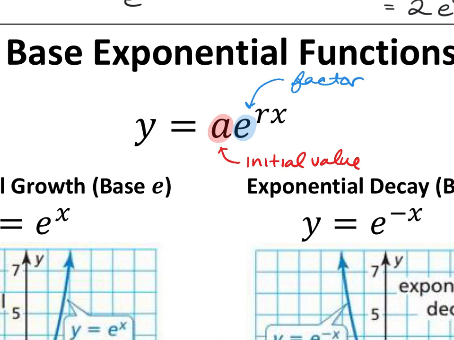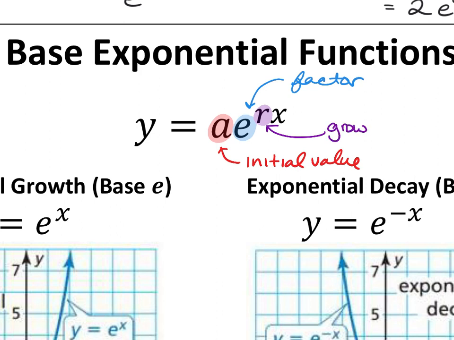Our factor in natural base exponents is the number E every single time. And since that number doesn't change, it's kind of hard to decide if it's going to be growth or decay, because last class we just looked at the number in the parentheses and said, is it bigger than 1 or less than 1 to decide growth and decay. But the factor all the time for natural base is going to be E, which is 2.7. So instead, to decide whether something is growth or decay, you're going to look at the number R that's in the exponent.